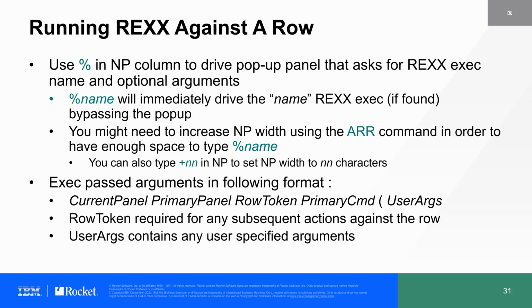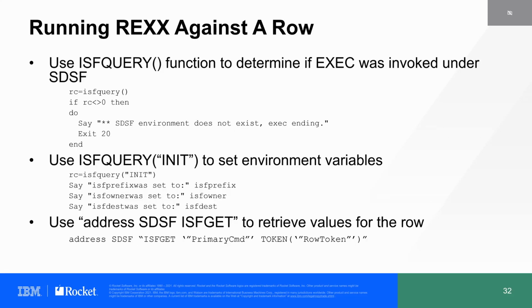So the row token is there basically to allow you to pass back to another SDSF service to say, go and get me the data for this row, so I can then take actions against that. So a good example of how you would do something like this, and I will get onto the row token a little bit later as well with this last function.